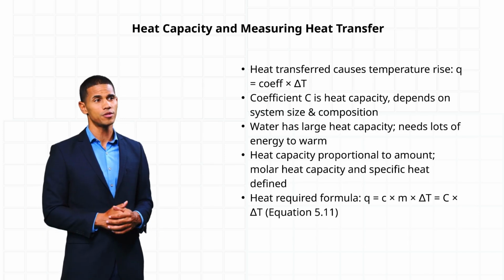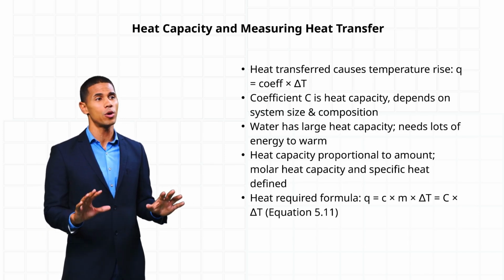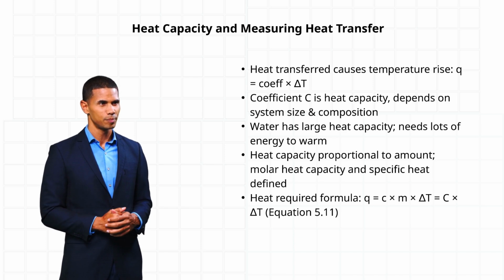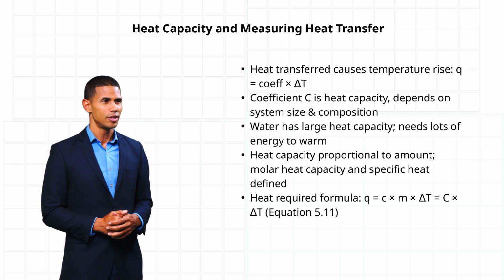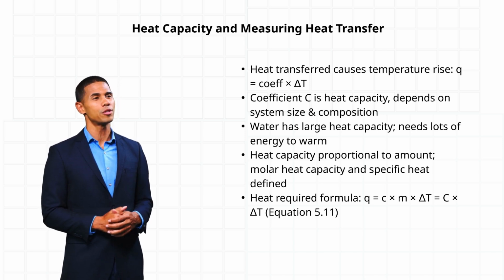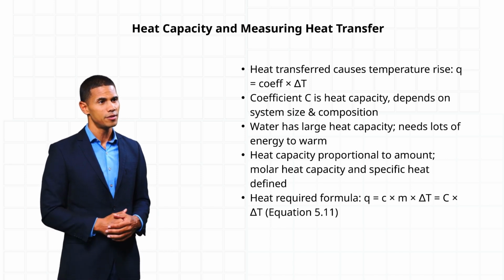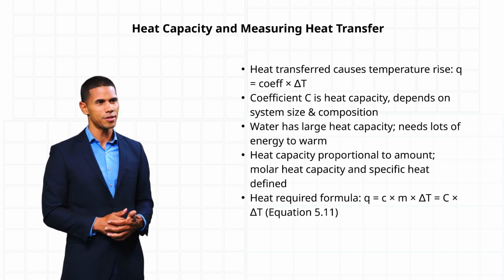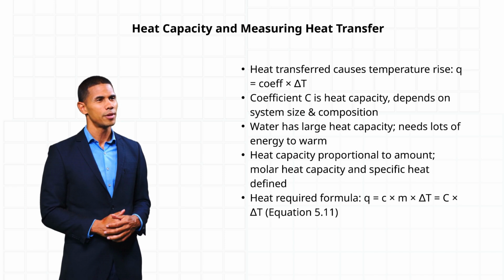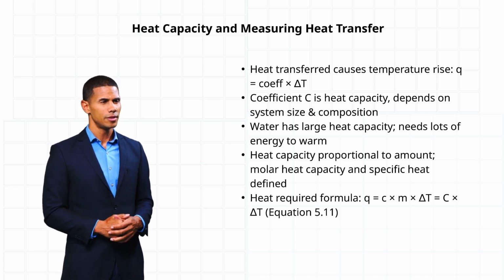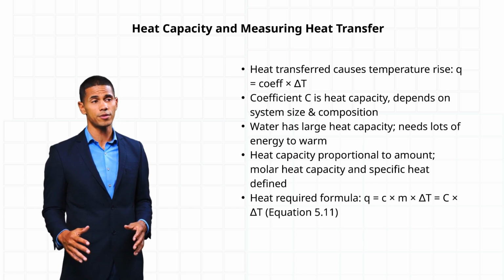Hello, eager learners! Imagine heating water on a stove. The heat you supply causes the temperature to rise. This change in temperature, delta T, is proportional to the heat transferred, Q, multiplied by a constant called heat capacity, C. Heat capacity depends on the amount of substance and its nature. Water, for instance, has a high heat capacity, meaning it requires lots of energy to increase its temperature even slightly.